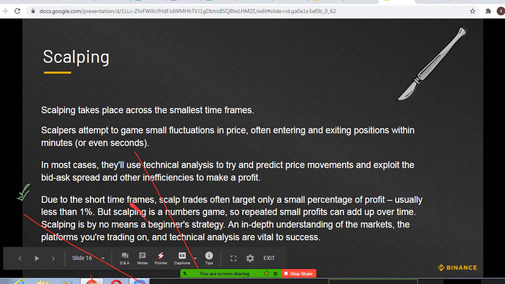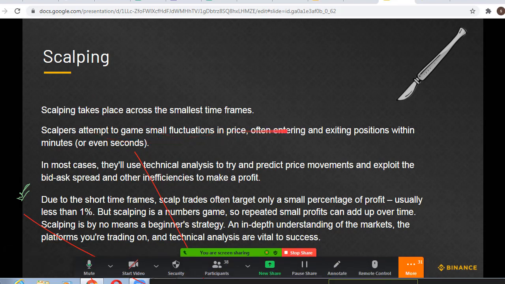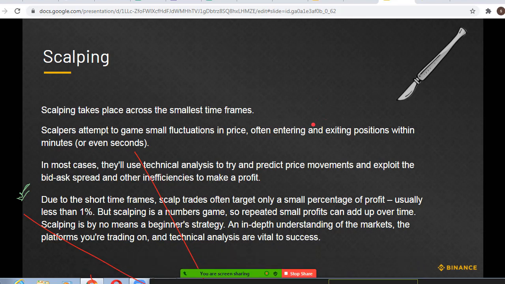All right, so we have types of trading methods. We have scalping, and scalping uses smaller time frames. When you are doing scalping, you are called a scalper.